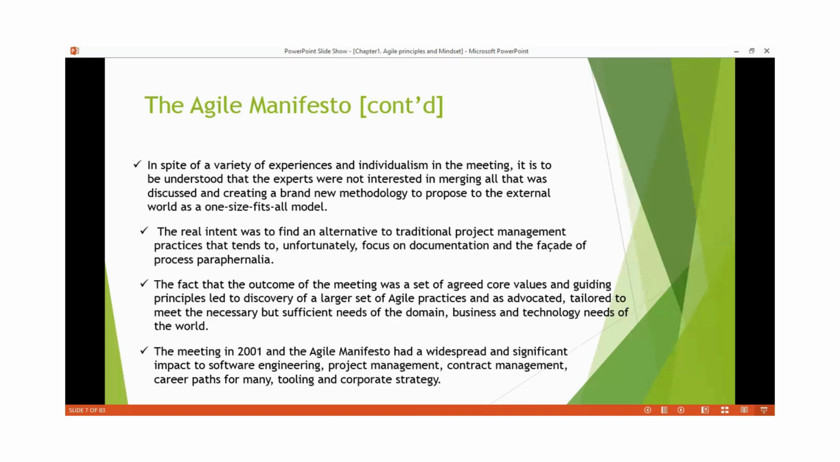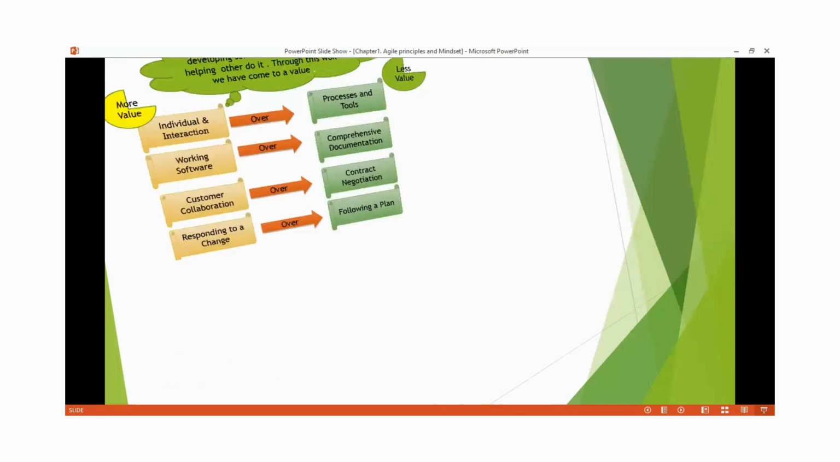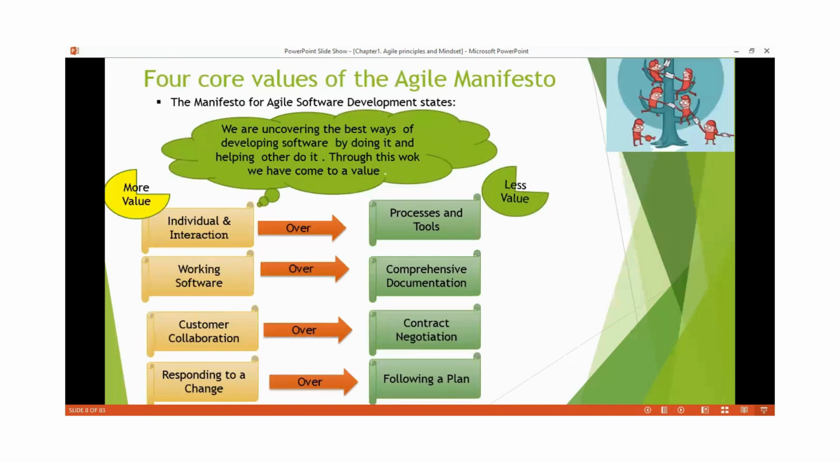So it focused on the 4 core values and the 12 principles, okay? And the meeting has a significant impact on software development. So in 2000 at Snowbird, they were discussing project management from one area, contract management from another area, software development engineering from another area, corporate strategy, and as well many tools to be used. So the manifesto they used says that we are uncovering better ways of developing software by doing it and helping others do it. So at the end of the day, we need to provide value.